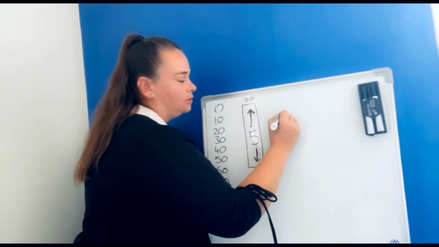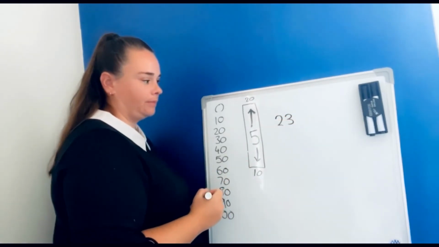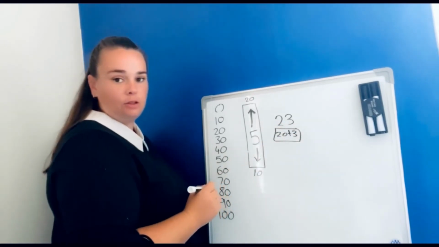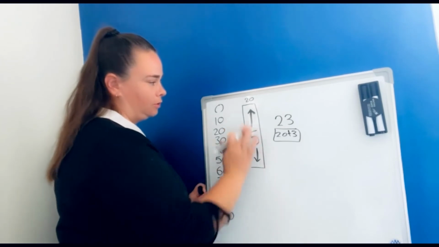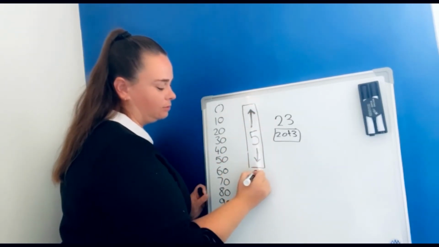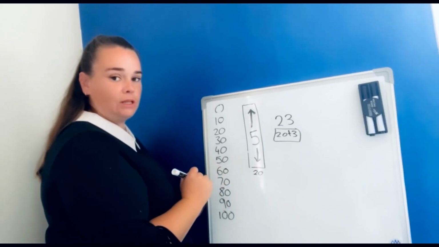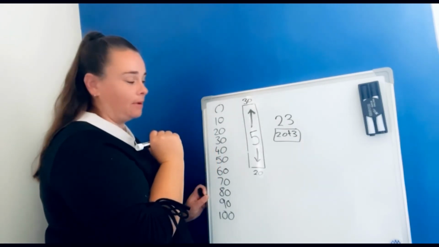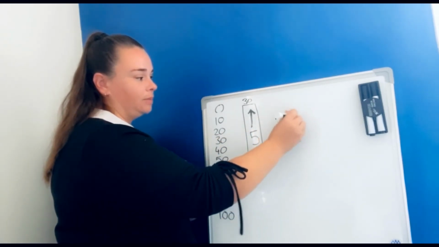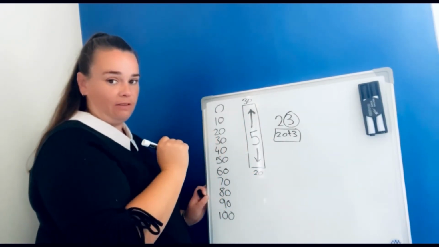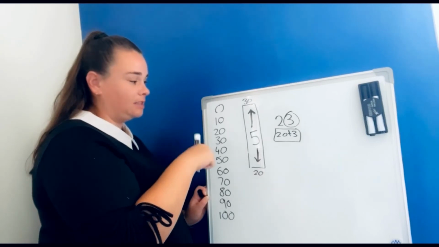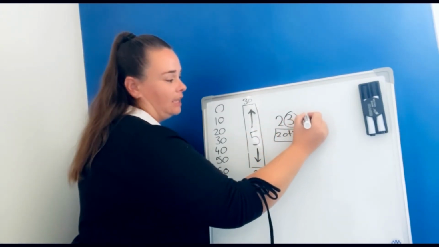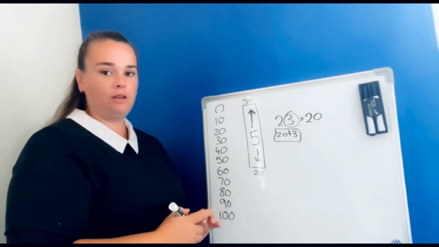Let's try the number 23. What makes up 23? 20 plus 3 make 23. So 20 is our smallest number. What comes after 20? 30 is going to be the rounded up number. So let's look at the 3 in 23. Is it bigger than 5 or smaller than 5? It's smaller, isn't it? So that means we're going to round it down to 20. So 23 is rounded down to the number 20.